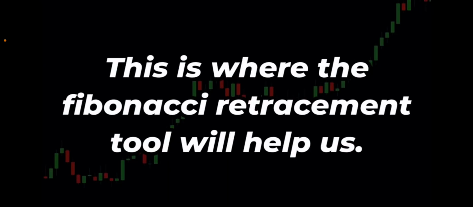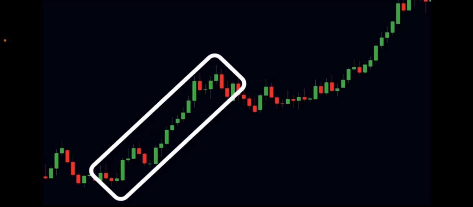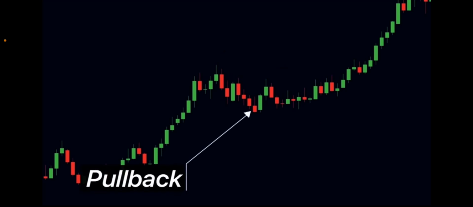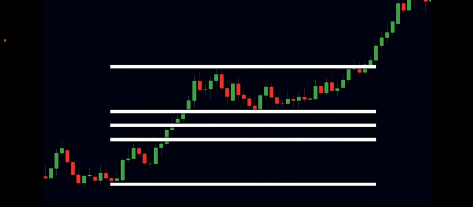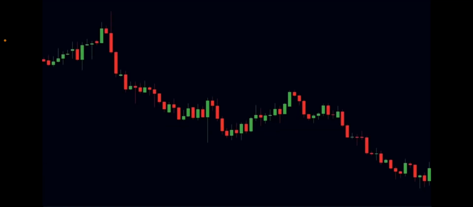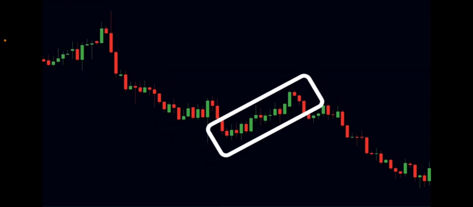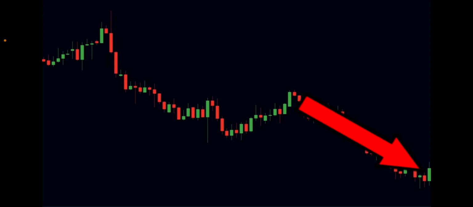This is where the Fibonacci retracement tool will help us. When the price is in an uptrend, first we see that it makes a huge up move. Then, we see a small down move. This down move is essentially a pullback. The Fibonacci retracement tool will help us in finding potential areas where the price might find support during this pullback. On the other hand, in a downtrend, we see the price makes a massive down move. Then we see a pullback, which is this up move. The Fibonacci retracement tool will help us in identifying potential areas of resistance where the pullback might come to an end, and the price might start another down move.